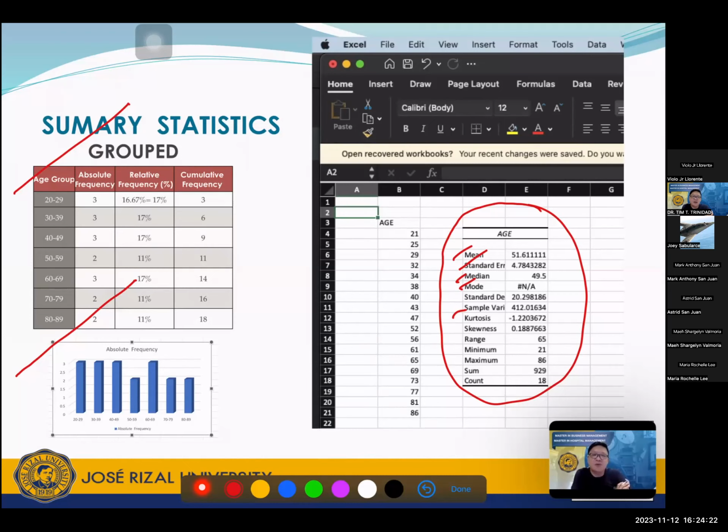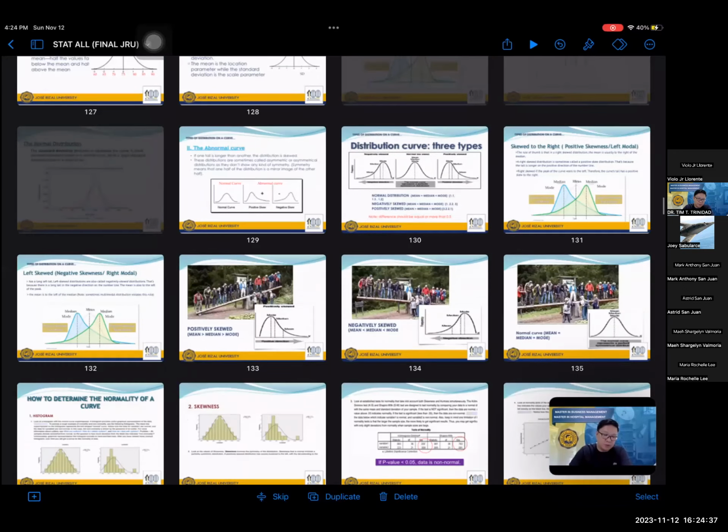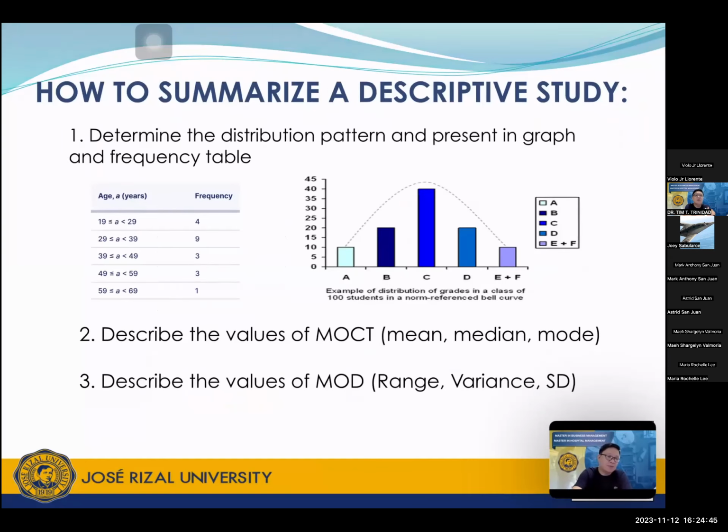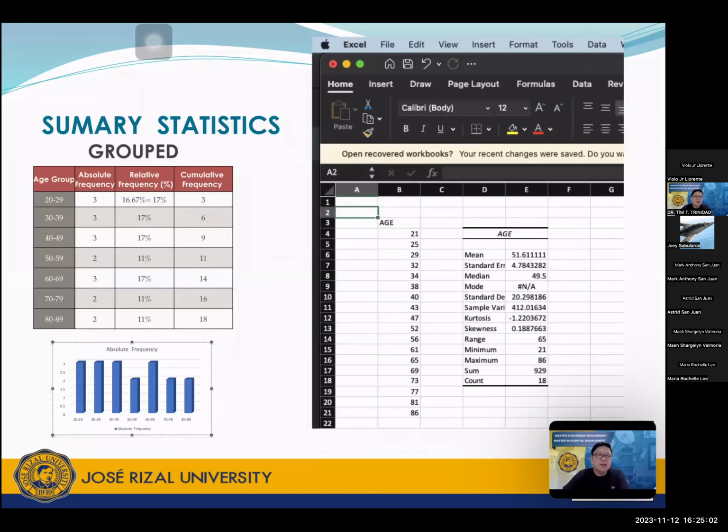So how can you conclude? Okay, by mentioning the summary of your descriptive stat. So for example, you are now going to summarize the descriptive stat. First, you have to determine the distribution pattern, present a graph, present the frequency table. Then you have to describe the measures of the central tendency, describe the measures of dispersion. Okay, so that it comes like this.